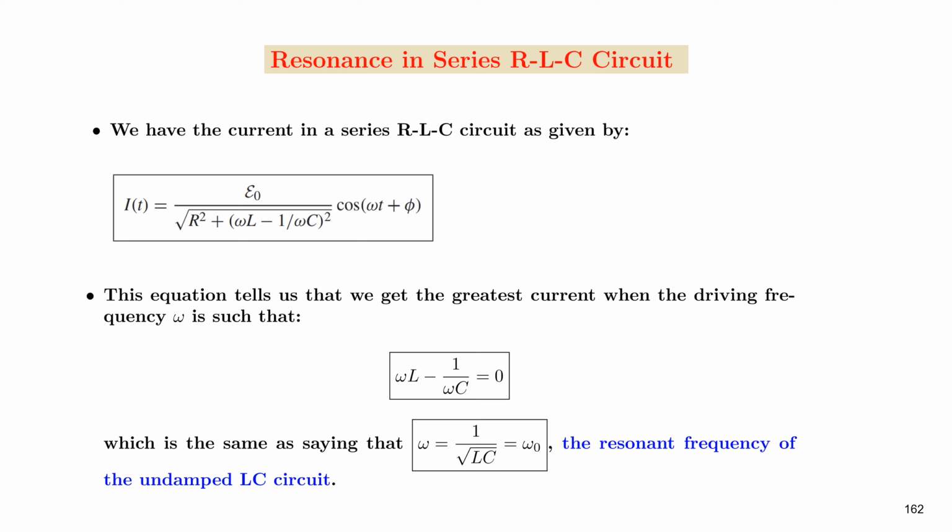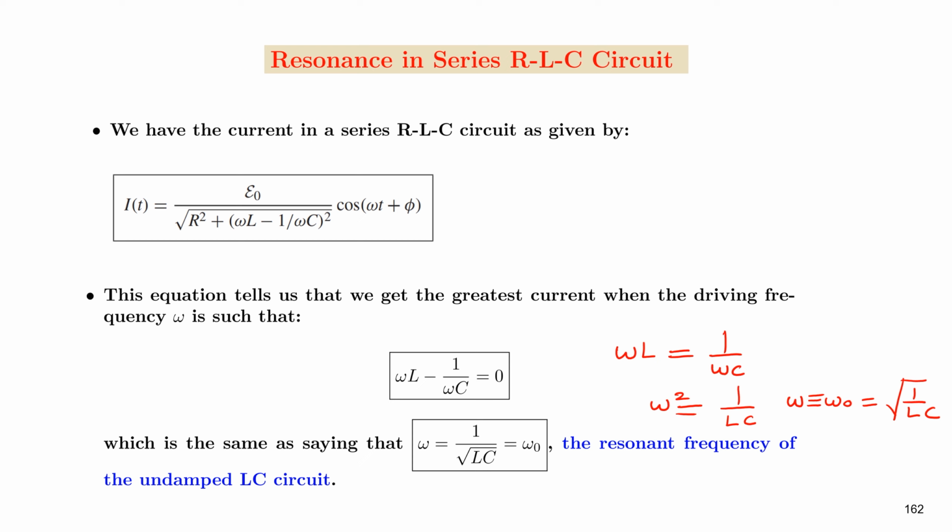And this equation tells us that we get the greatest current when the driving frequency omega is such that omega L minus 1 by omega C equal to 0. That is omega L equal to 1 by omega C, and then omega square equal to 1 by LC, or omega equal to omega 0 equal to square root of 1 by LC, where omega 0 is known as the resonant frequency of the undamped LC circuit.